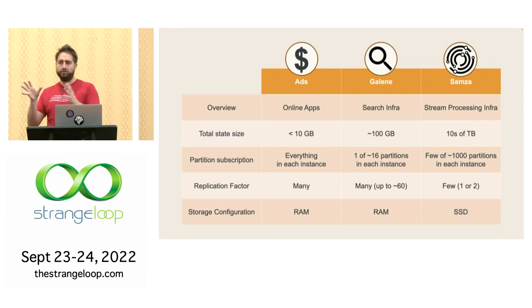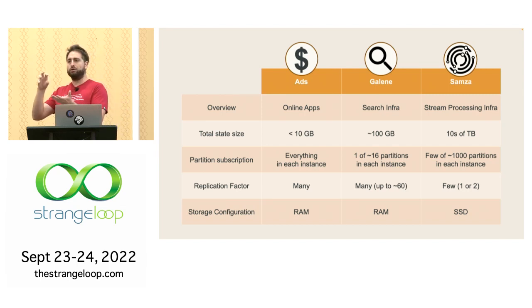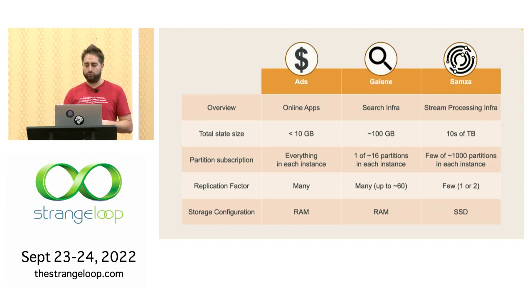So looking at Galeem and SAMSA, the takeaway here basically is Venice is not just a standalone system that you can query. With Da Vinci in the ecosystem, it now becomes a building block for other distributed systems. And you can see the versatility of low partition count, high replication factor, or the opposite, RAM, SSD. You can use it in many different ways.